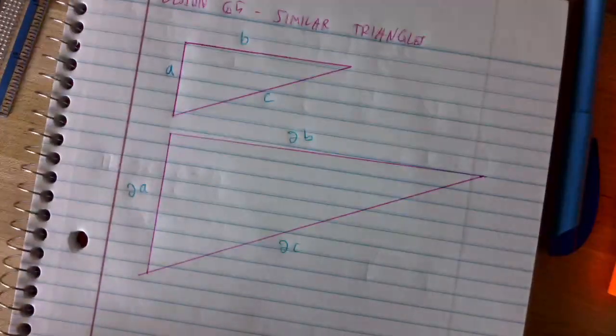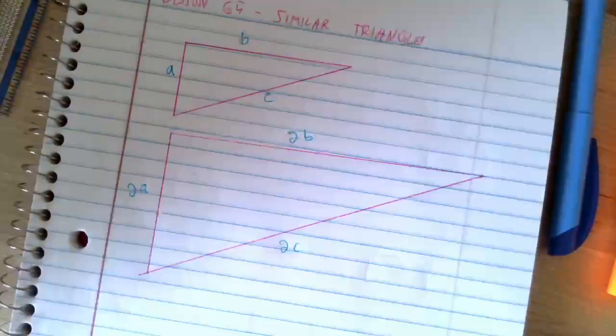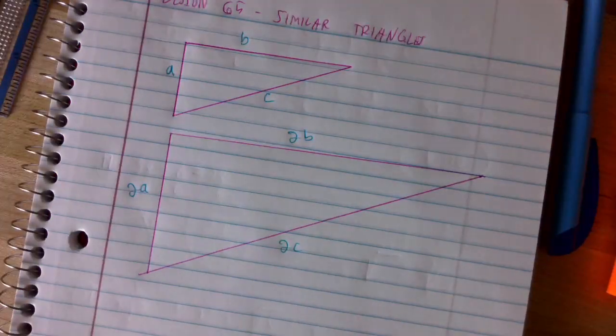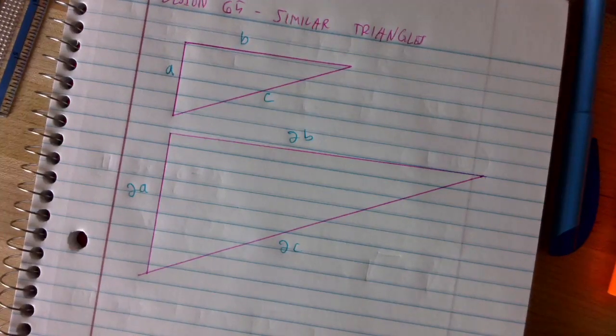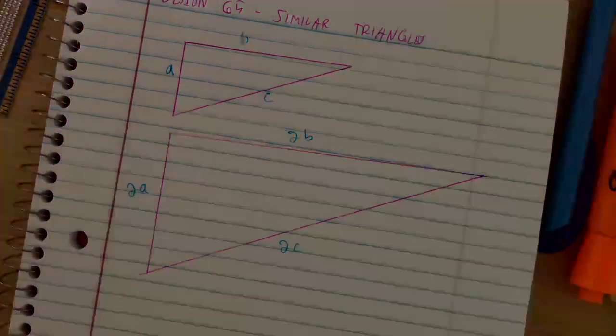Wouldn't that just be a c squared? No, because that means a times a, not a times 2. Totally different things.